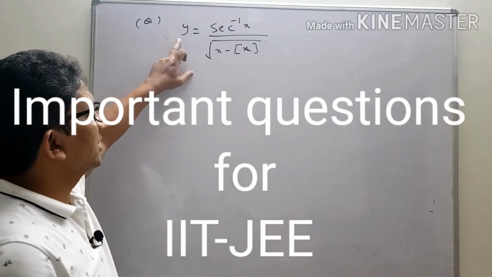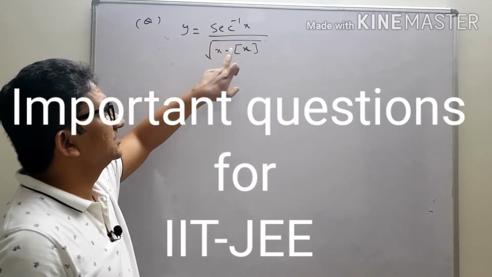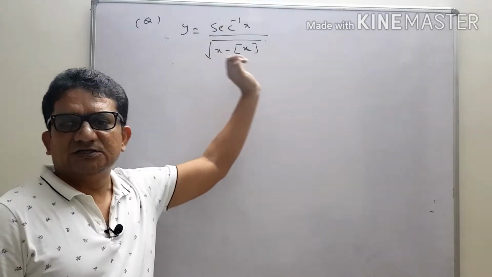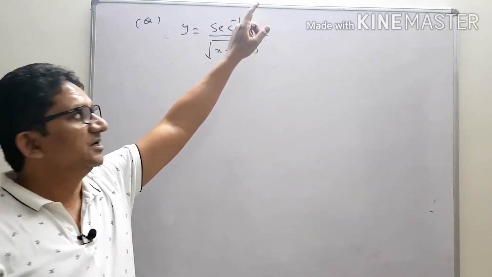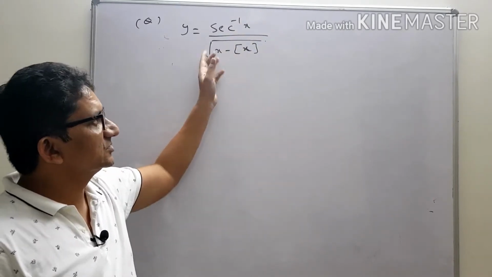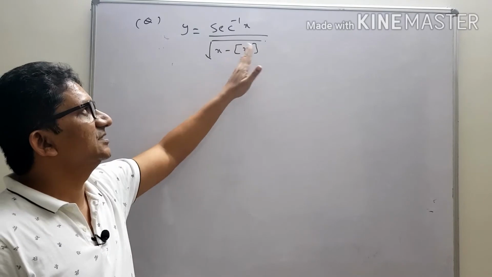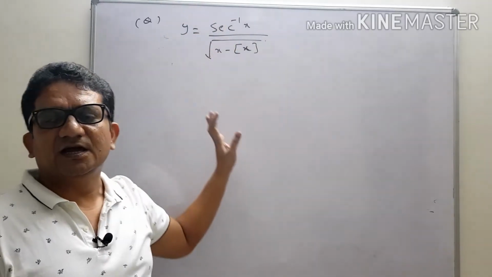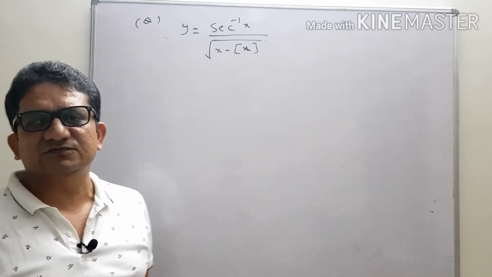Question: y equals secant inverse of x divided by the square root of x minus step x. We need to find the domain of the function. Clearly we have two things here: the numerator part, the secant inverse x function, and the denominator, a square root function with x minus step x inside. We need to handle these separately and then take the intersection of the two.